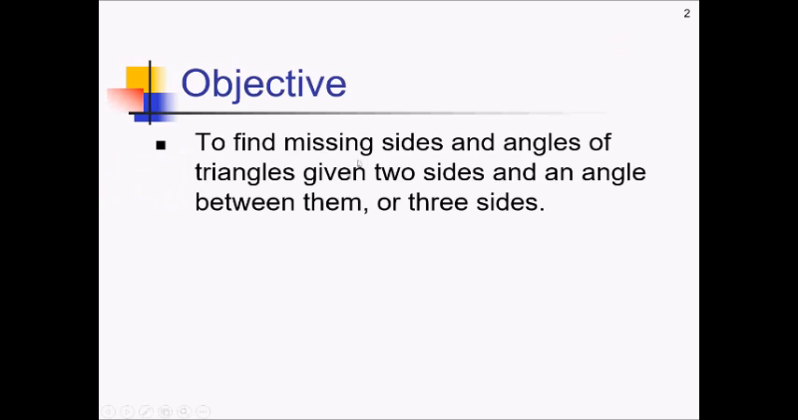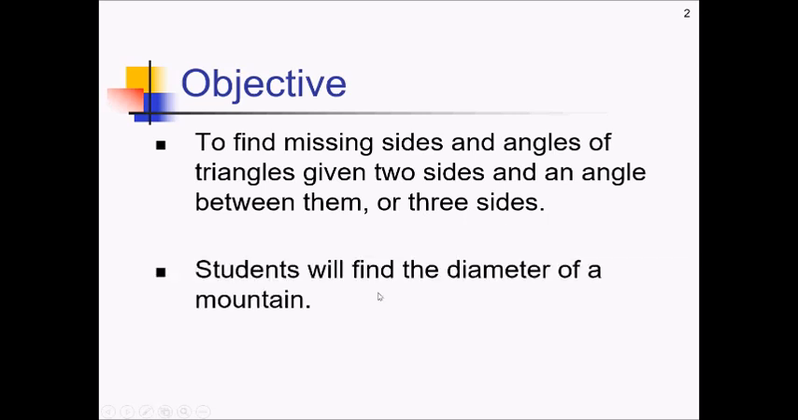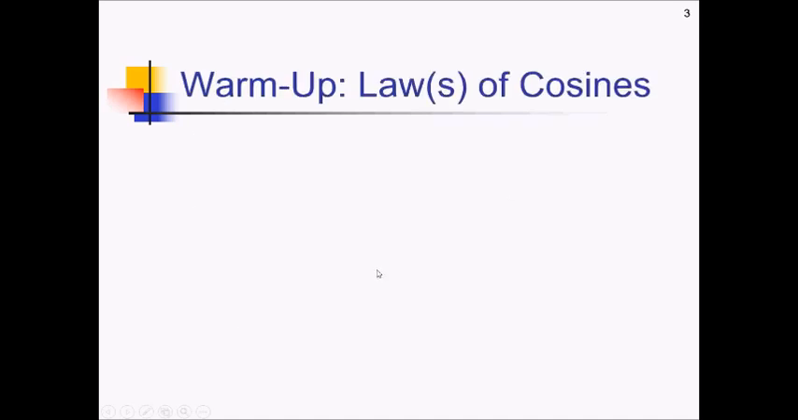In this one, we're going to find missing sides and angles of triangles in two situations. One is if we have two sides and an angle between them, and the other situation is if you have all three sides. For the real-life application of this, we're going to go ahead and find the diameter of a mountain. Before we get into our warm-up, let's talk a little bit about this new law, the law of cosines.